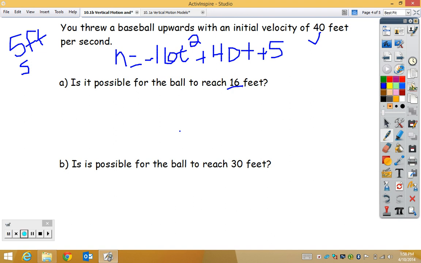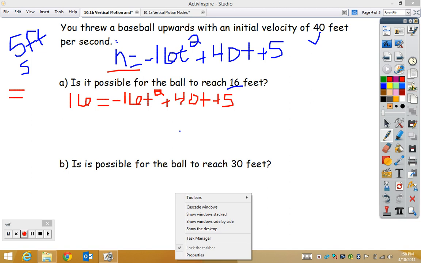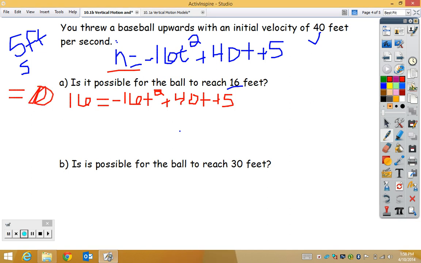We need to know if it makes 16 feet. So in for h, we're going to put 16. So I have 16 equals negative 16t squared plus 40t plus 5. I knew it was 16 because that's my ending height. For us to use the discriminant, it needs to equal 0. So I need to subtract 16 over, which I subtract from the 5. So I get negative 16t squared plus 40t minus 11.